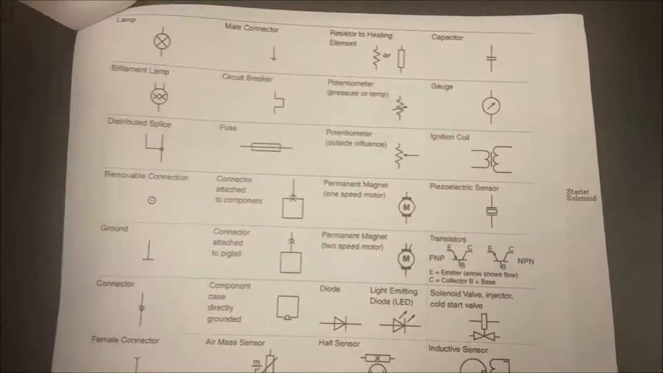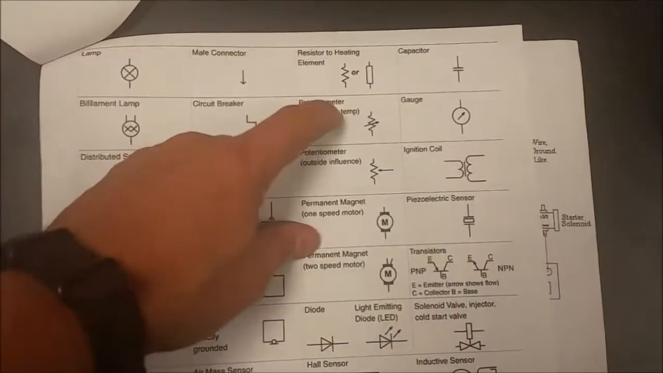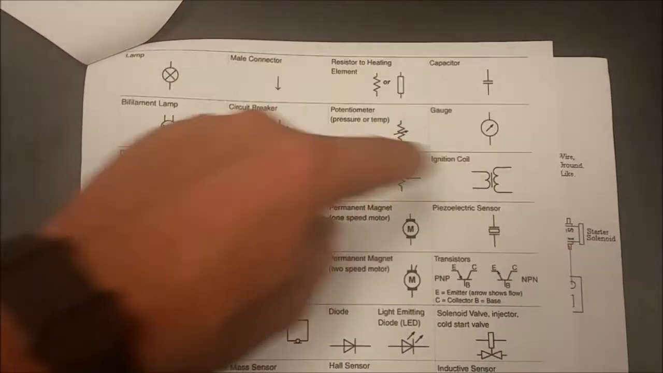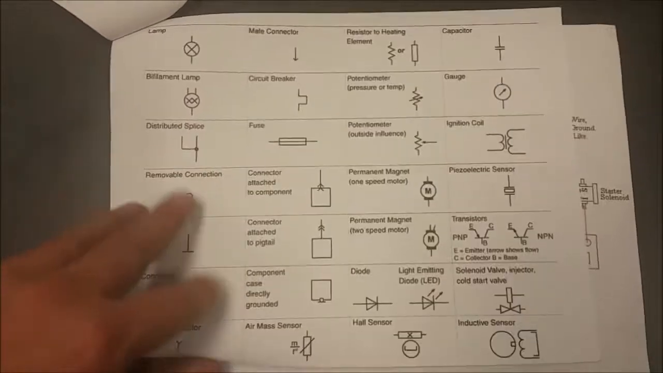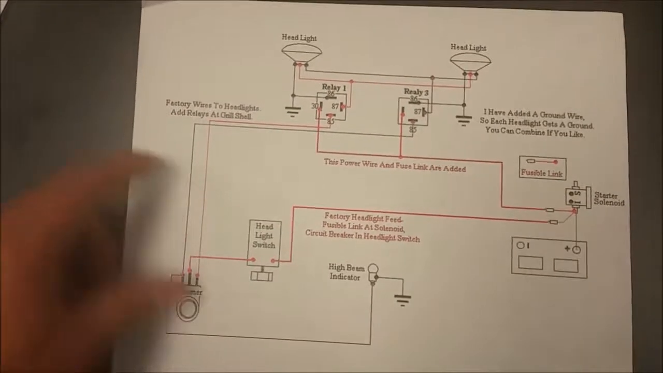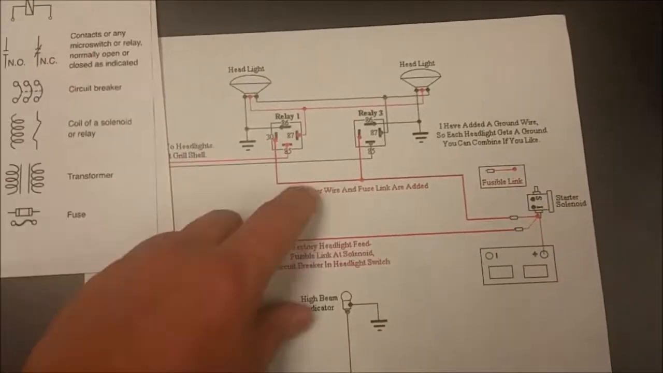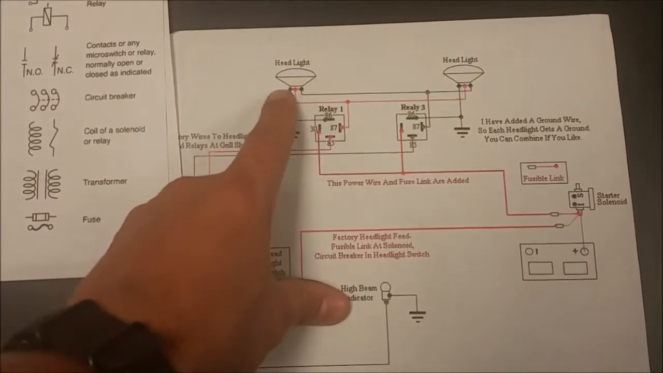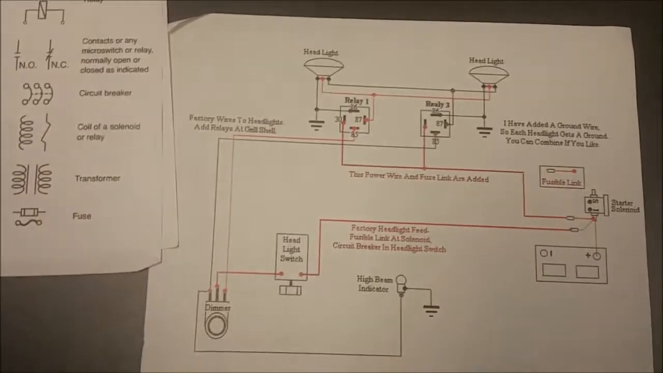Like this is a connector, but in Mitchell's you'll see arrows everywhere or a little hashing, and we'll go over that. So this is just some basic stuff. This is a basic schematic. If you look, we've got grounds, headlights, this is a bulb, relays.